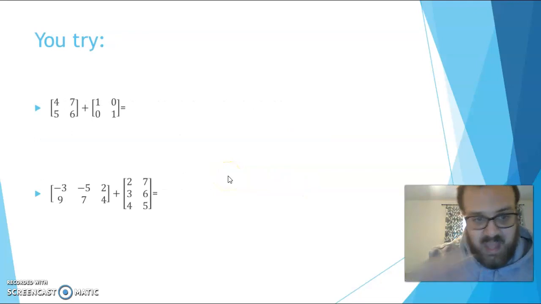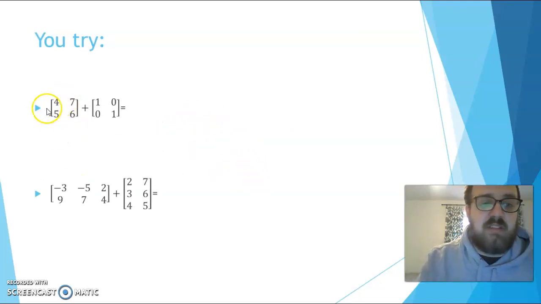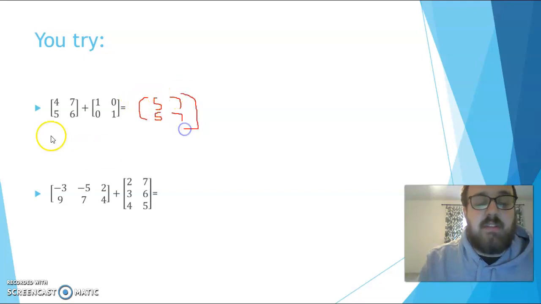Okay. Then here are some more examples. For this one, we have a 2 by 2 and a 2 by 2. If I add these together, I would get 5, 7, 5, and 7. Hey, look at that. That would be, again, adding the like elements.